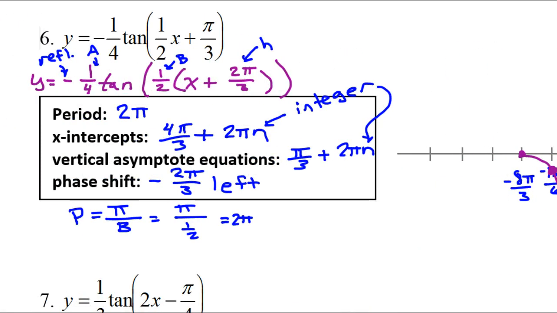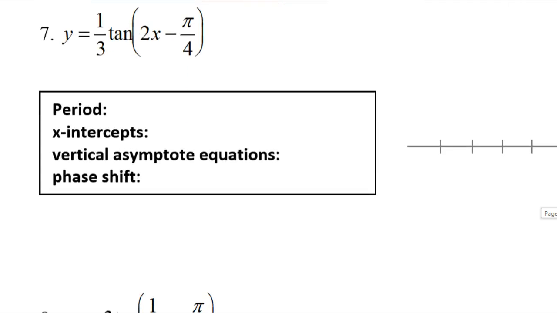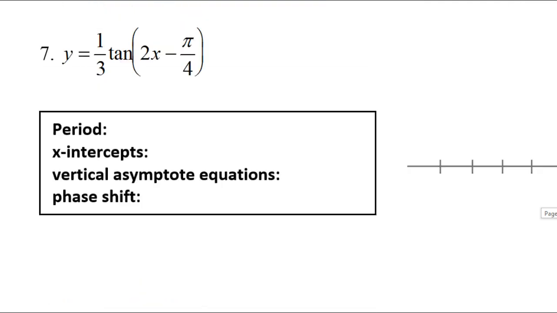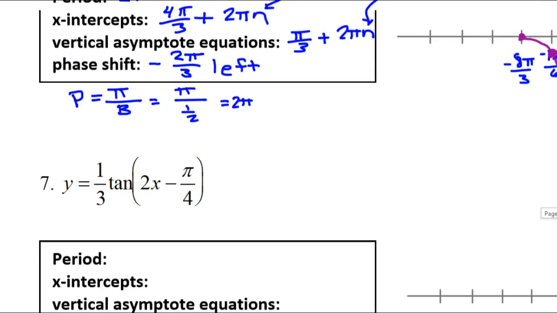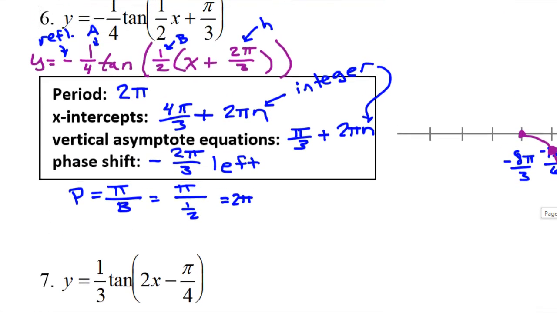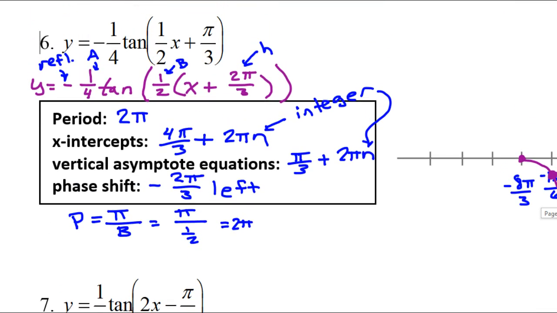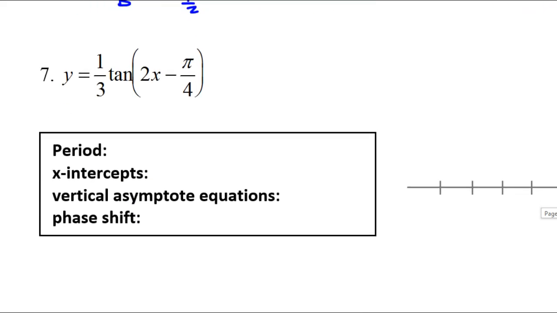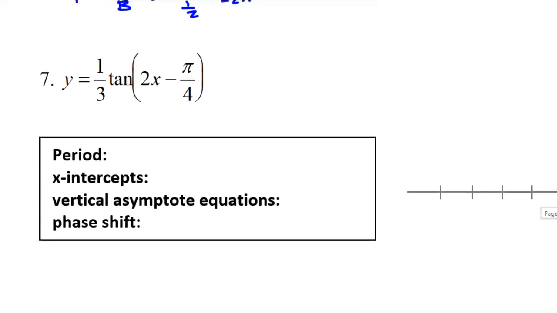Alright, I will see you on the next video for problem number 7 and number 8. So this is more good practice similar to this very difficult problem that we just did for number 6. And in fact, if you want to, go ahead and do number 7 by yourself and then switch to the next video and see how you did.